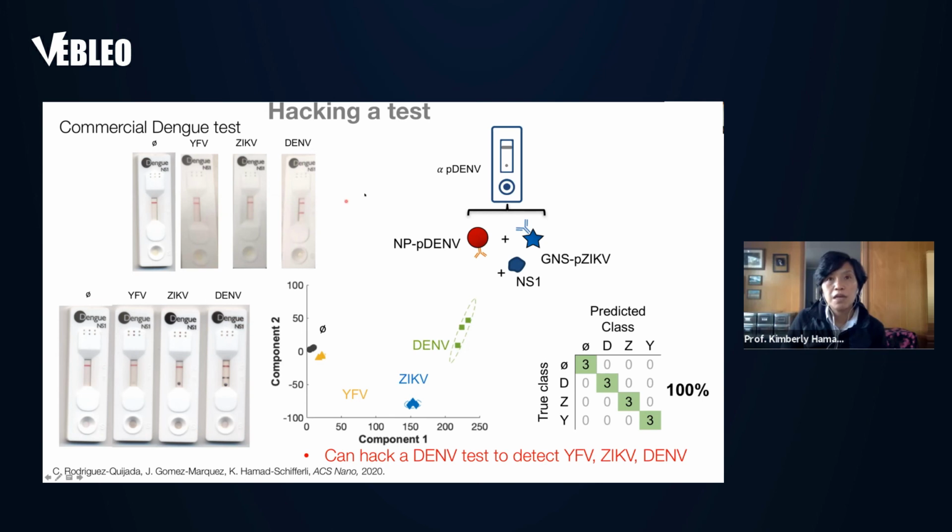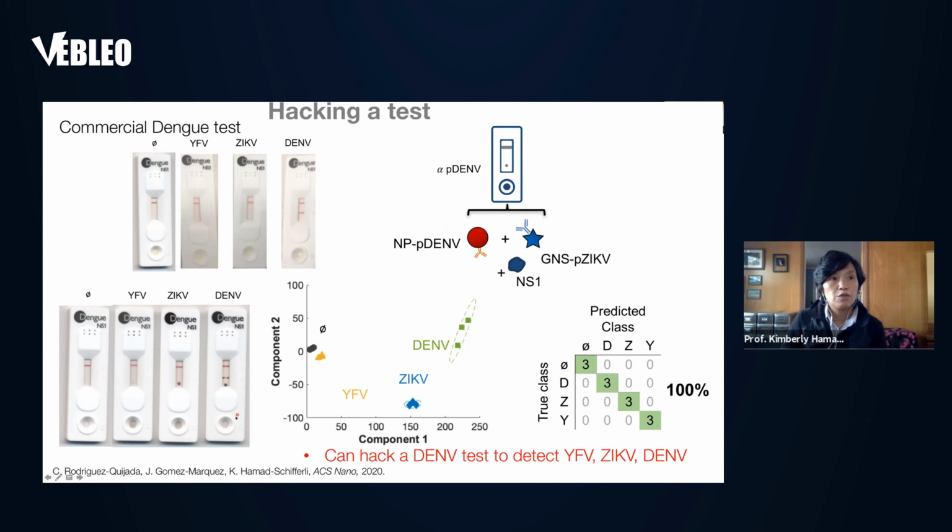Okay, and so what we do then is we add additional reagents to it. We spot down another dengue antibody on the test. We physically just immobilize this down. We also add to the running of the test our nanoparticle dengue conjugate, that's red, and then our blue nanostar poly-Zika antibody, and then we run it with the different antigens.